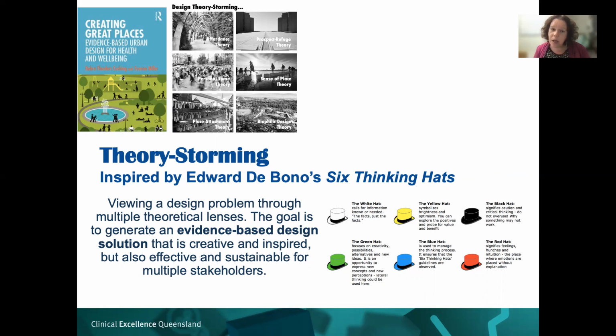Now, this is inspired by Edward de Bono's six thinking hats. In the six thinking hats, if you're not aware of this, you can say in a meeting, look, I want us to put on a thinking hat. I'm going to put on the black hat and just be critical. Or I want to put on the yellow hat of being positive. I'm going to put on the white hat of just the facts. I'm going to put on the green hat of creativity and so forth.